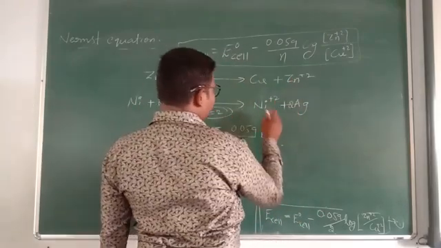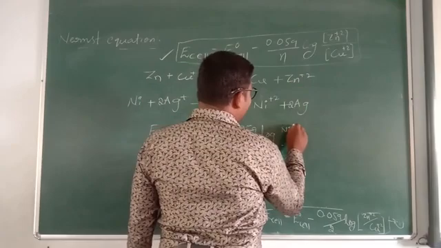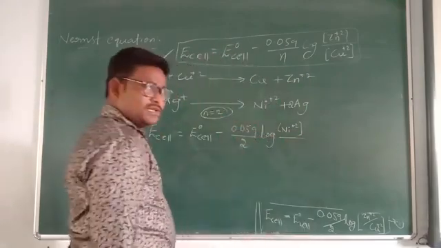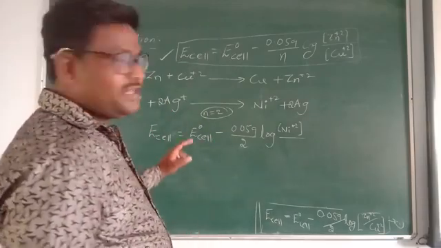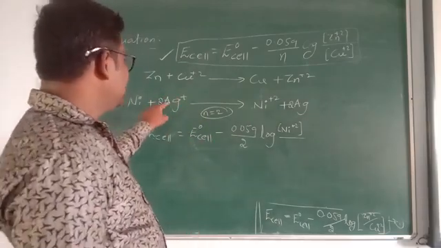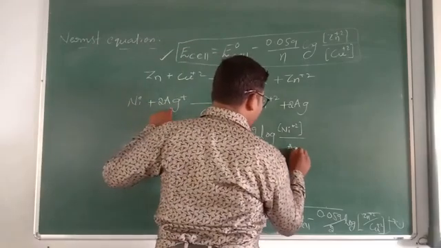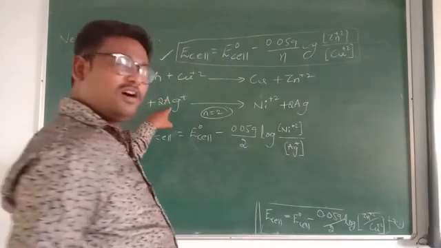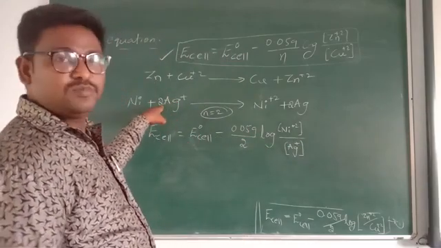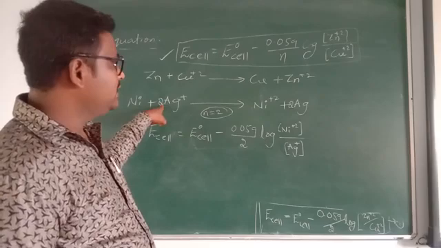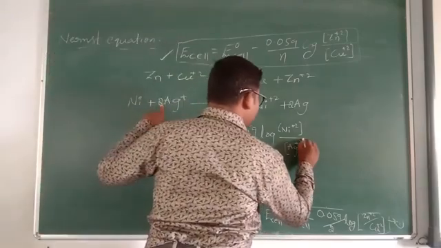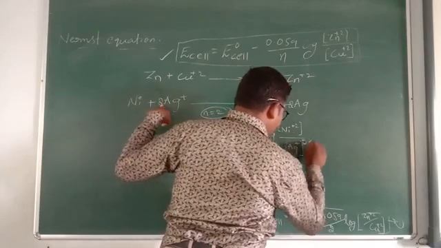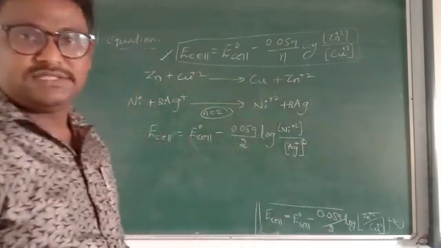Similarly we write the products now. The product here is nickel ions. Products are divided by... here you have to observe carefully. Many of you may have made a mistake here. Silver ions. You should raise the power of this concentration, that is, square. You have to write it. Understand?